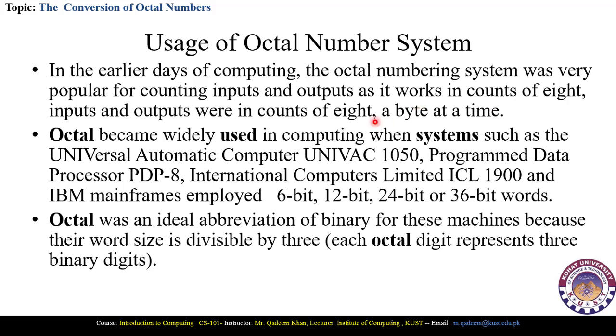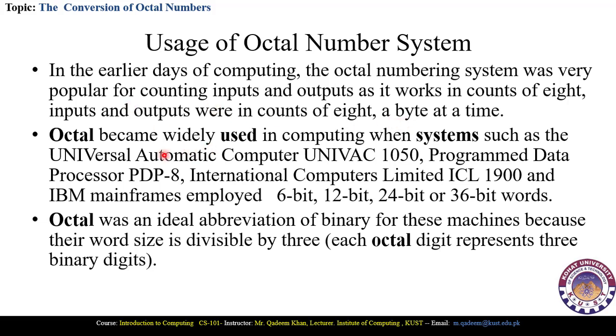And here, when the system provides us the output in the form of 8, for example a byte at a time, then we use the octal number system. Here the byte is in fact the memory size which represents the octal number. So in 1 byte there are 8 bits, so that's why these memory locations are mostly represented with the help of the octal number system.